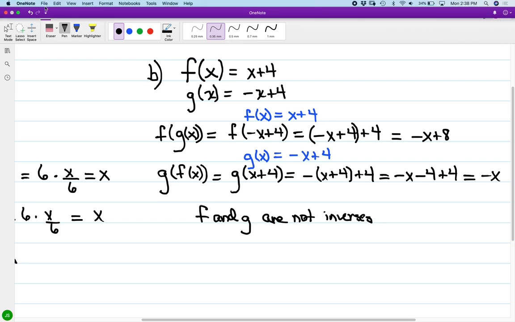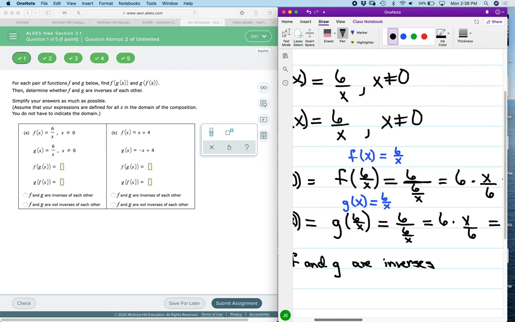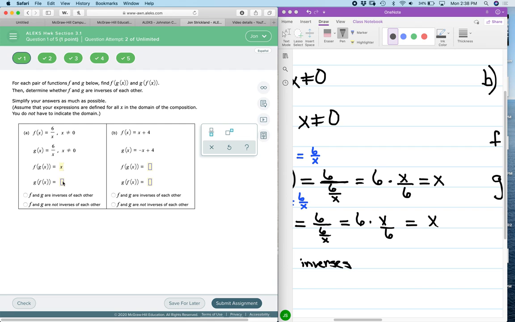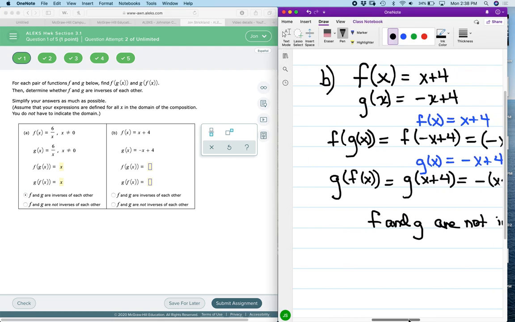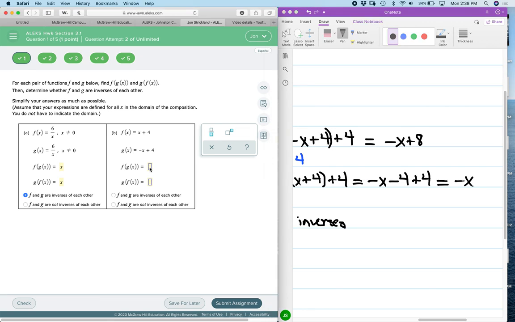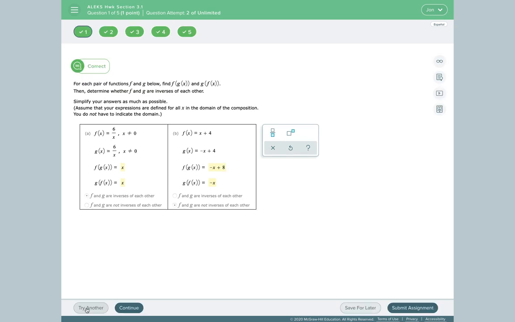So in going back, from part A, we had f of g of x equal to x, g of f of x equal to x, and these are inverses of each other. In part B, whenever we had f of g of x, this came out to negative x plus 8. For g composed of f of x, we had the negative of x, and f and g are not inverses of each other. And in checking, the result is correct.